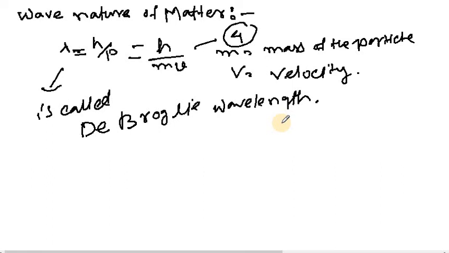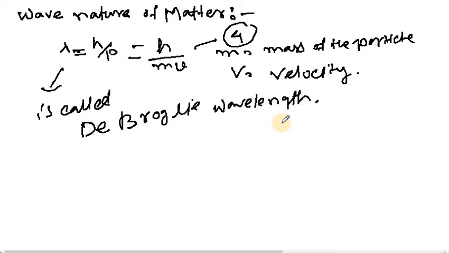And the dual aspect of matter is evident: the wavelength is the attribute of the wave, while on the right-hand side the momentum p is the typical attribute of the particle nature. This means that from this equation both natures are attributed. On the left-hand side, lambda is the wave-nature property, and on the other hand, the momentum is the particle-nature property.